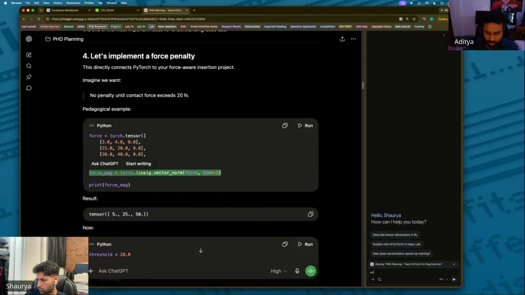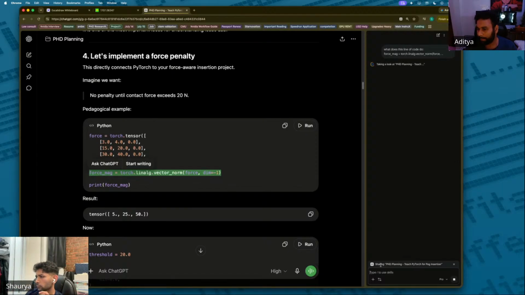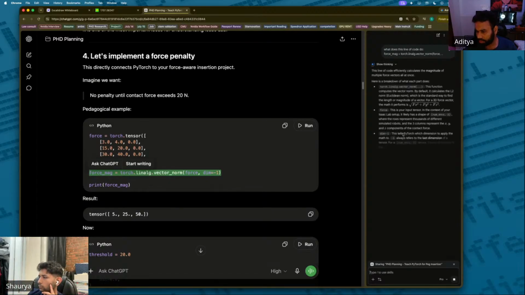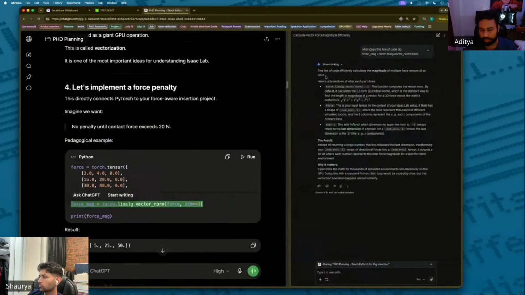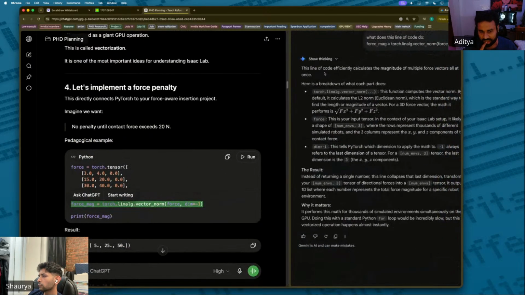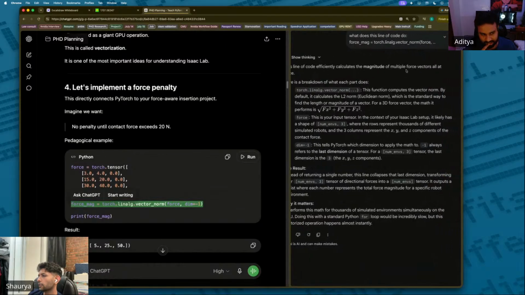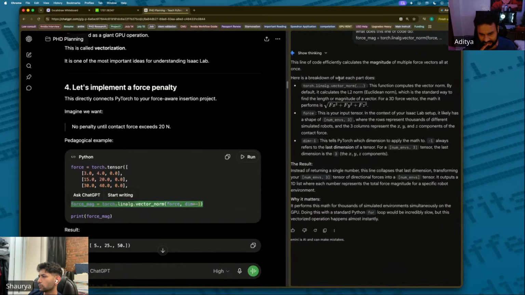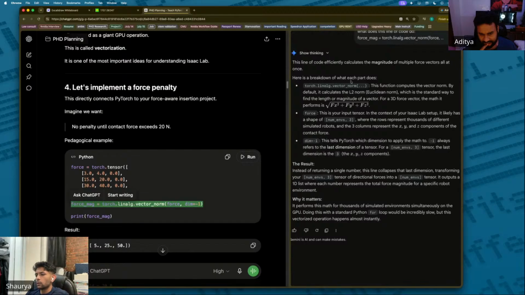Explain it to a 10-year-old. So think of a vector. It efficiently calculates the magnitude of multiple force vectors all at once. Oh, I think I get it.